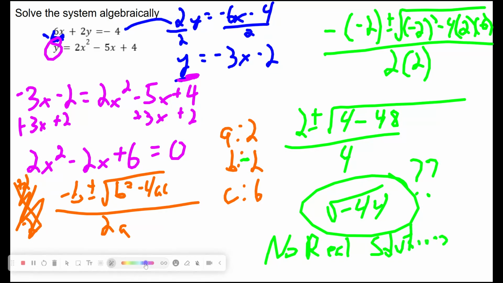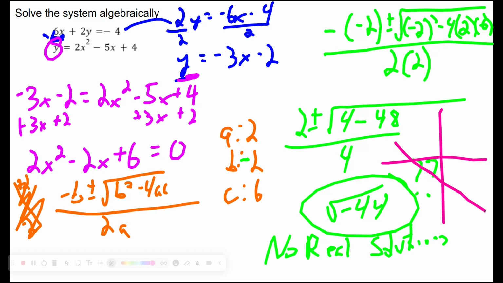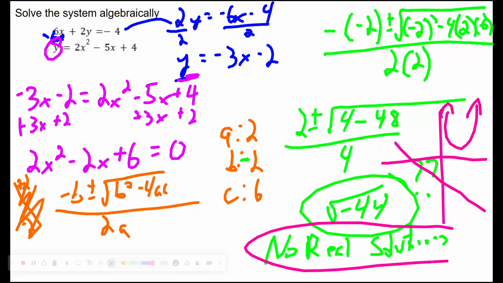So what that means on the graph, let's see, we got negative 3x minus 2, so that line's going to go down here, and the other quadratic, it's positive, so let's just say it's up here, and those are just not going to cross. So there's going to be no real solutions for this one. We found that out algebraically as soon as we hit this point. Alright, see you all in class.